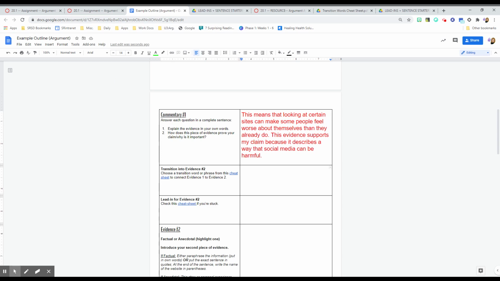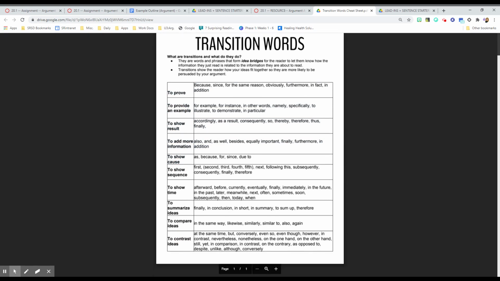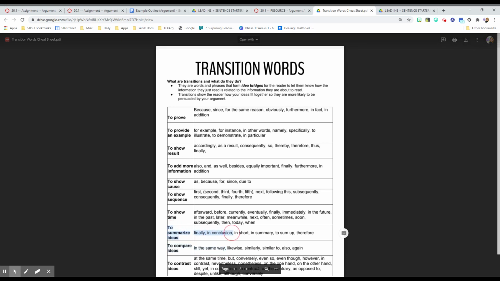Okay. So if you click on this cheat sheet, you are going to pull up this document here. Now, don't be overwhelmed with this. All I want to point out is this left-hand column, the bolded, those are different ways that you can use it. If you're wanting to compare something, you're going to look for the part that's talking about comparing things. If you want to summarize your idea, you can use the summary portion. In this sense, I'm trying to prove something, I'm trying to add more information.